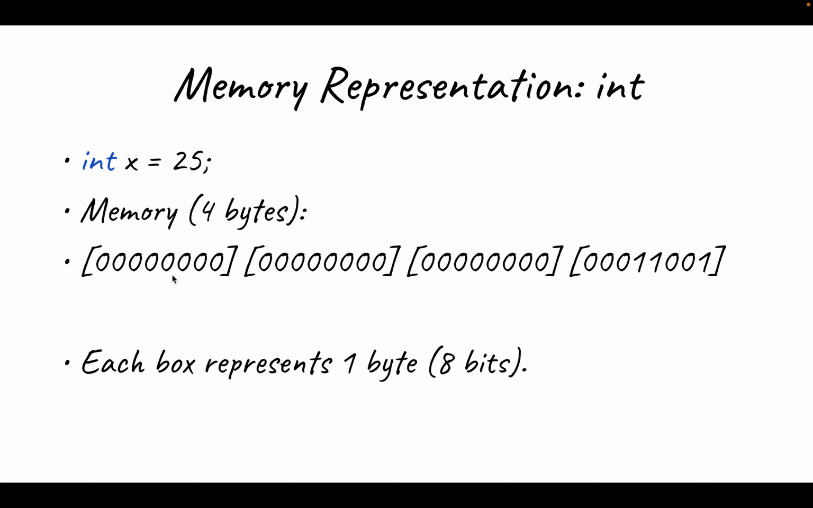It contains 4 bytes. Each byte has 8 bits, like 1, 2, 3, 4, 5, 6, 7, 8. These 8 bits mean 1 byte. So this is 1 byte, 2 bytes, 3 bytes and 4 bytes. So this is the size of an integer. Each box represents 1 byte, 8 bits.